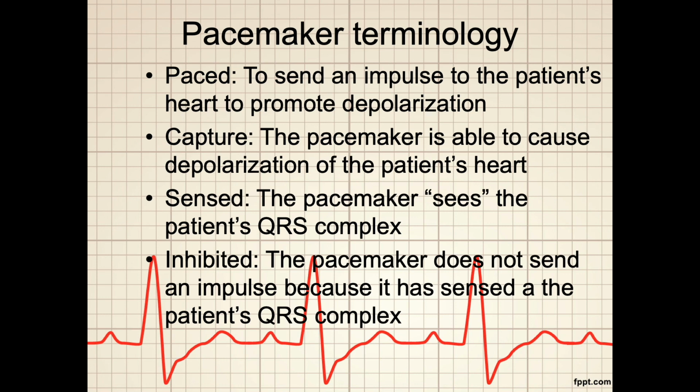To sense an impulse means that the pacemaker sees or detects the patient's own inherent QRS complex, and in this way does not compete or interfere with the intrinsic rate of the heart. This happens because the pacemaker can be inhibited, and that means that the pacemaker does not send an impulse because it has sensed that the patient's heart is depolarizing in a normal way.